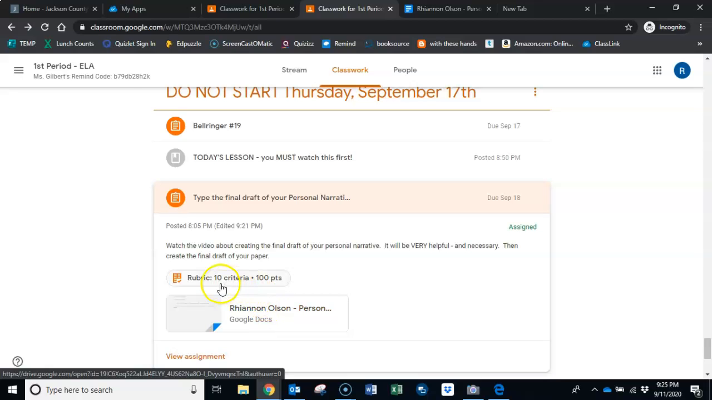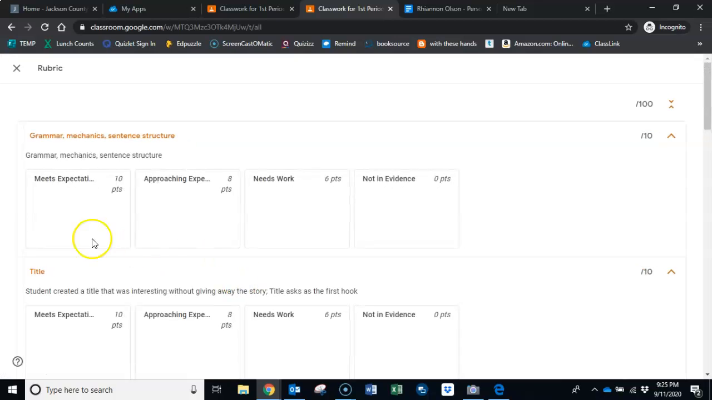But first, I want to look at the rubric. There are 10 things I'm going to be looking for when I grade your paper. And if you are in Miss Martin's class, she is using this rubric as well. So we will be looking at your papers together. So let's check this out.